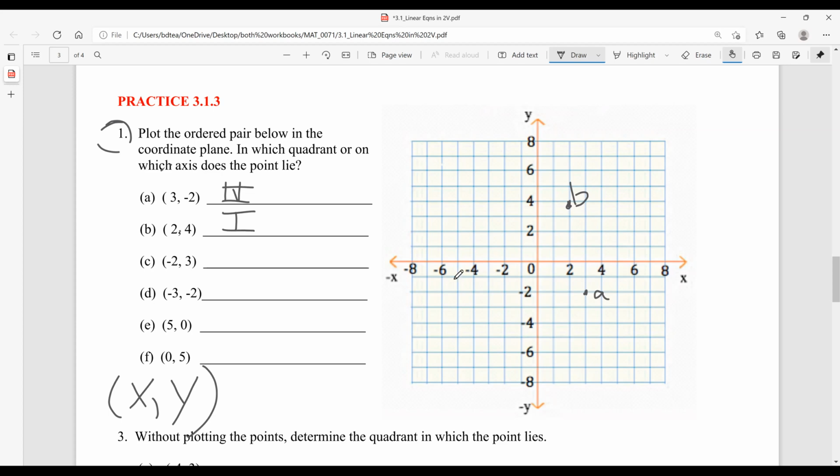-2, 3. Starting at the origin, on the x-axis, we're going to the left 1, 2. The y is 3. We're going up 1, 2, 3. This point represents C. C is in quadrant 2.